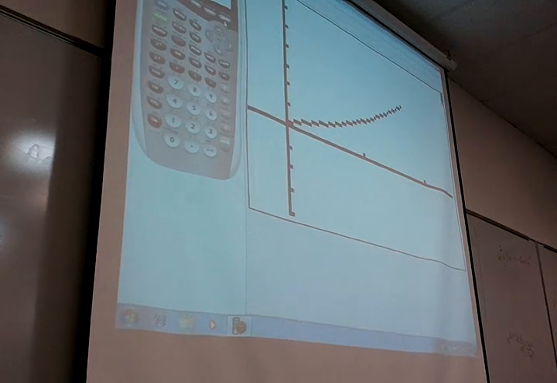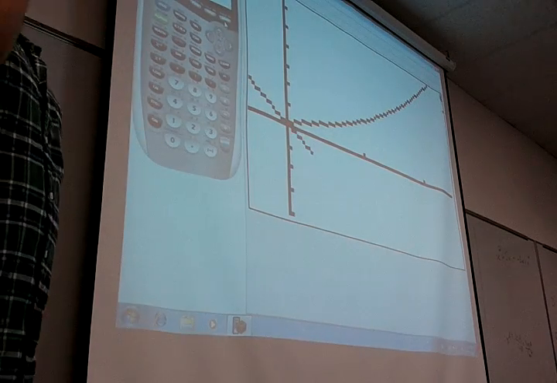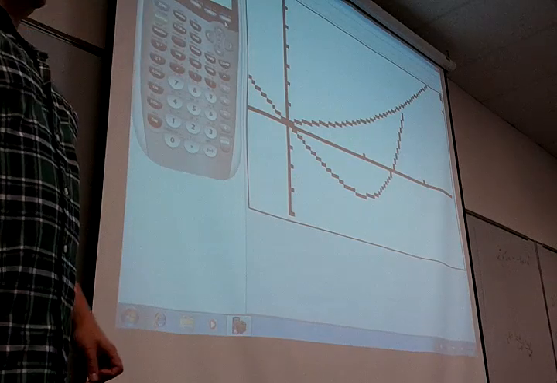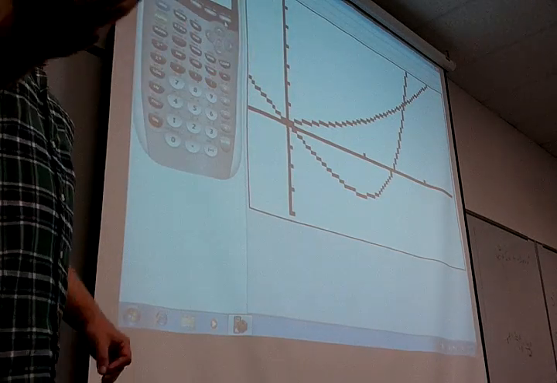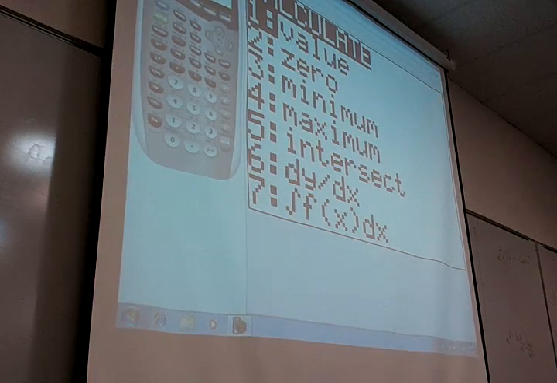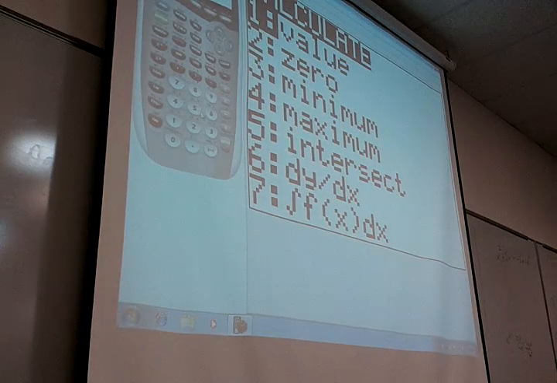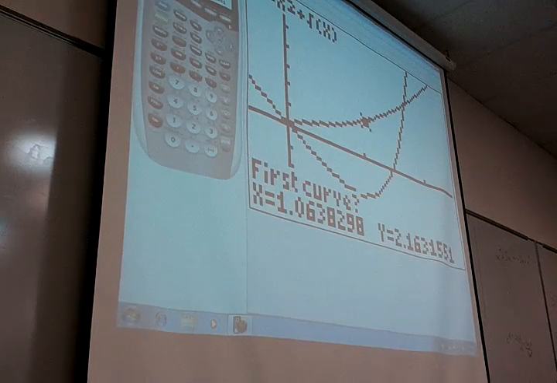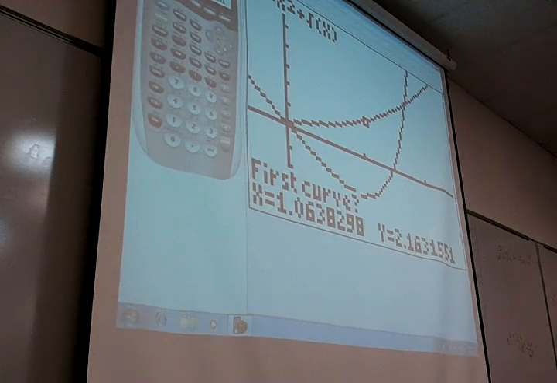Alright, so here's how you find this. I want to find the intersection. Incredibly enough, just like if I want to find the maximum, use the maximum, if I want to find the intersection of two things, I use the thing called intersect, number 5. So let's say I want to find this answer up here.